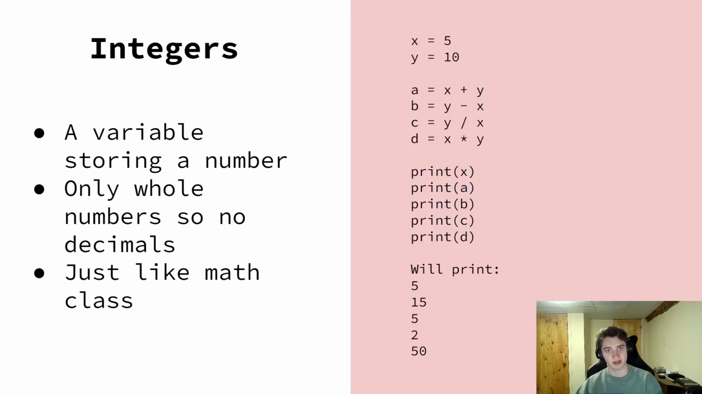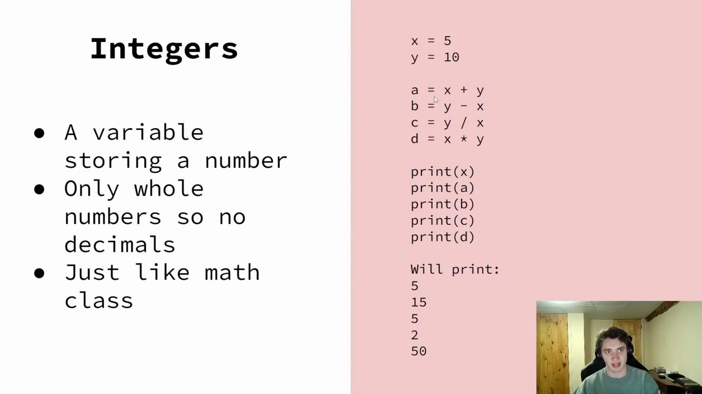Next we'll be learning about integers. An integer is a variable storing a number. Only whole numbers and no decimals. So you can see here we have x equals 5 and y equals 10. For an integer you couldn't use, say, x equals 2.5 as it only works with whole numbers.